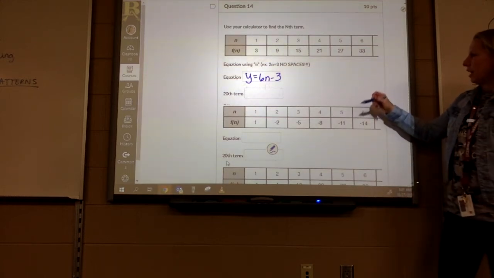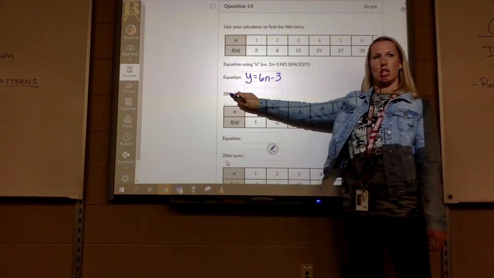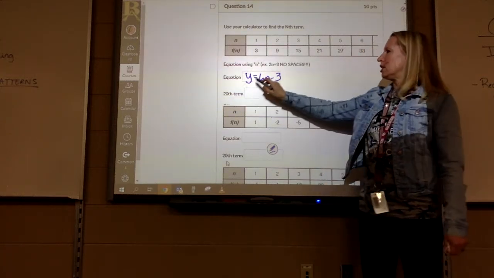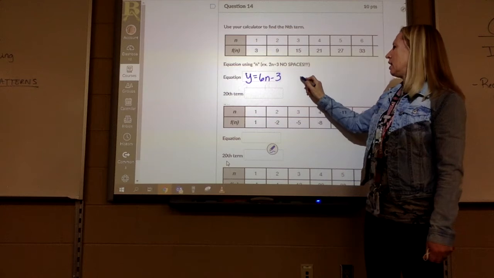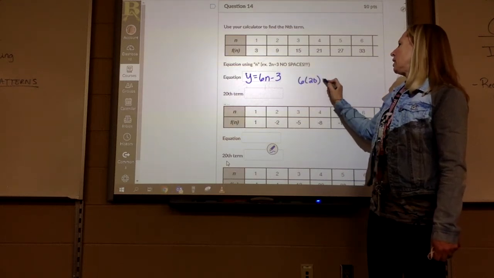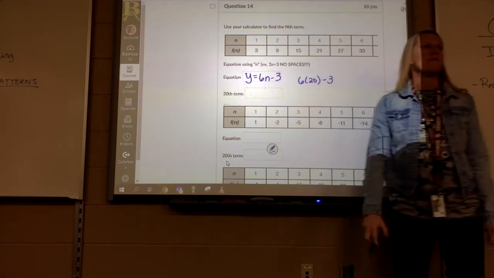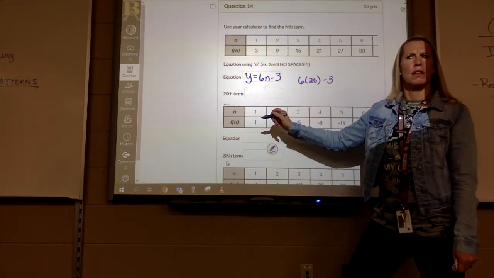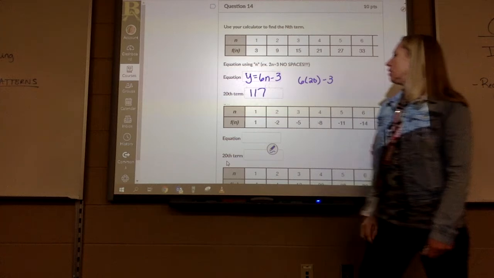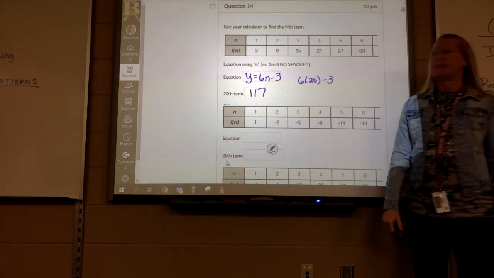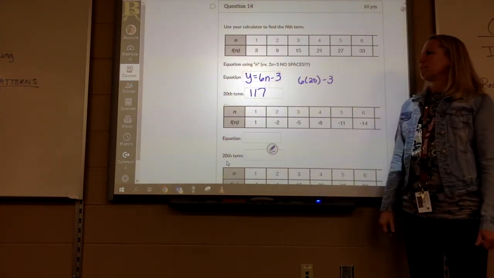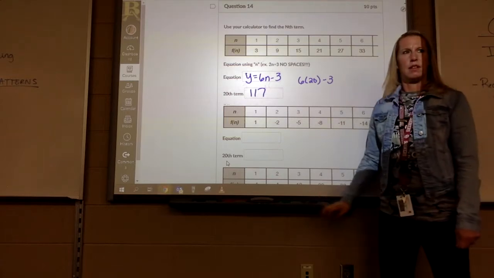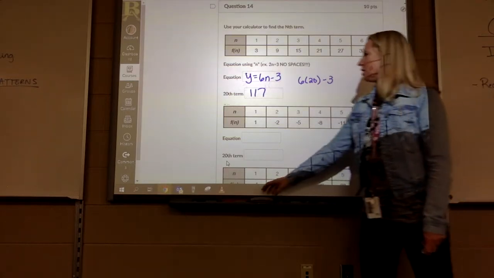Then we want to find the 20th term. So we've got to plug 20 in for n. What's 6 times 20 minus 3? 120 minus 3 is 117. Okay. That's how you do it. Let's do another one.